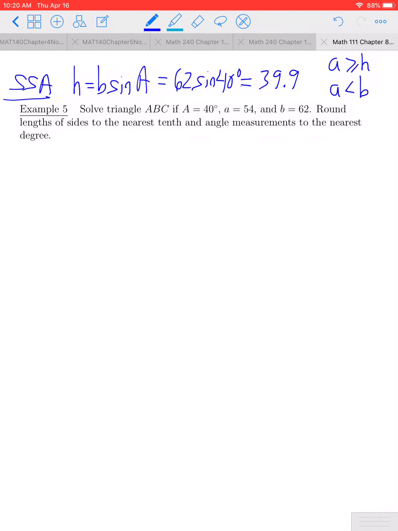However, because a is also less than b, a is 54, b is 62, that means that we're in a situation where there actually would be two solutions. So with the starting information, there's actually going to be two unique triangles we can form. And then our goal, of course, would be to go ahead and solve for those triangles.